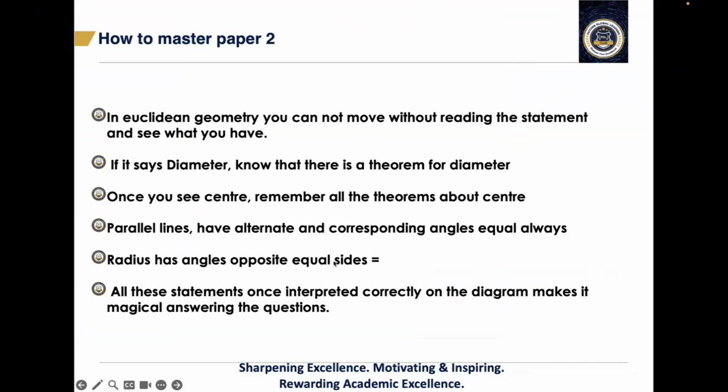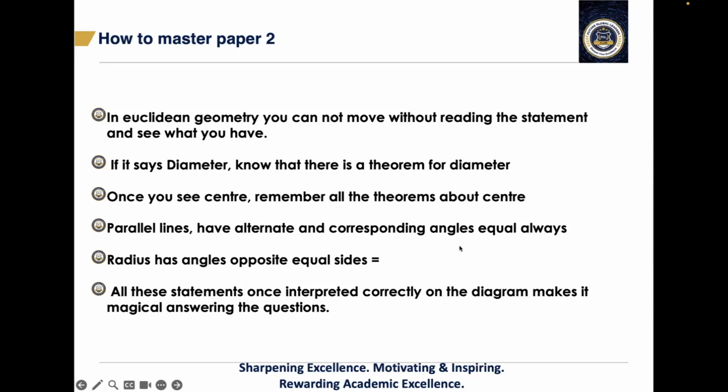Because when you see the word center, you need to understand that, oh, I've got a radius. So what happens when I've got a radius? It means that I've got angles opposite equal sides. When you see the word center, you also need to understand that I've got the angle at center theorem. Number 3, the last one, it says all this statement, once interpreted correctly on the diagram, makes answering the questions magical. It's one of my favorite topics in Euclidean geometry, because there is no way that you could write something without having a reason for it.